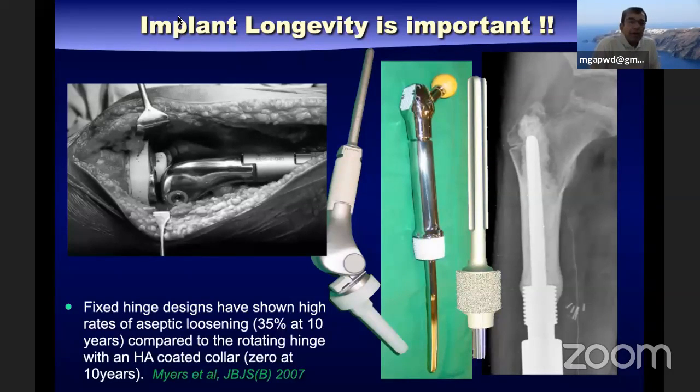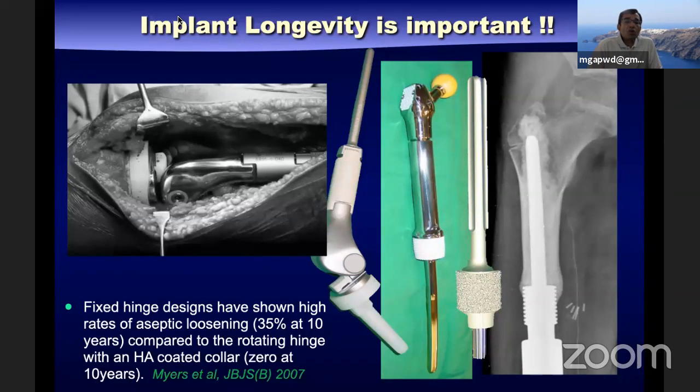The implant longevity is important, and the myths associated with the megaprosthesis were all related to the survival of the megaprosthesis. Now, we know that there are only 2 factors which are important for the longevity of the prosthesis. The first one is the fact that a rotating hinge is far superior to a fixed hinge. And these are all hinged prostheses, and that's the reason why we worry about their failure rates.